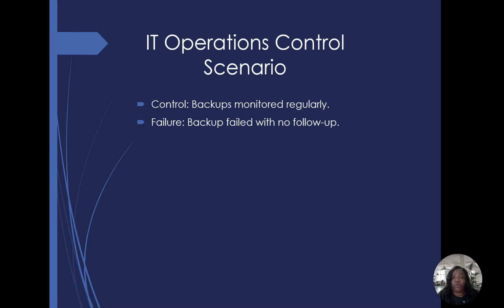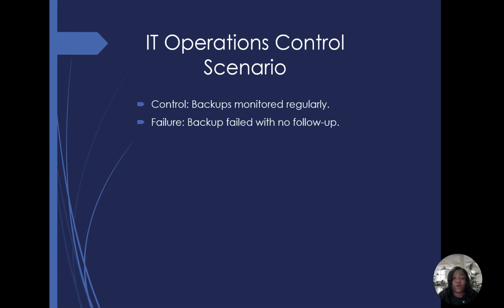And then lastly, let's look at the third domain of ITGC, the IT operations control scenario. What is the control? Backups being monitored regularly. And then the failure: backup failed with no follow-up. So in IT operations testing, if you are reviewing backup logs and monitoring evidence and you find instances where backup failures occurred but there was no documented follow-up, resolution, or ticket to monitor it, that is a clear case of control failure.